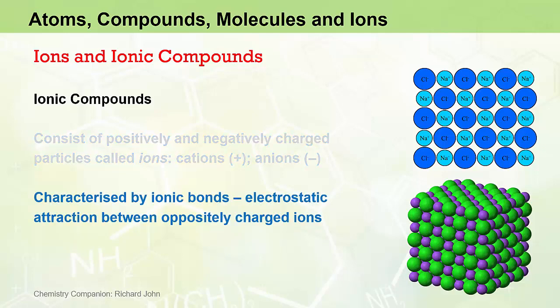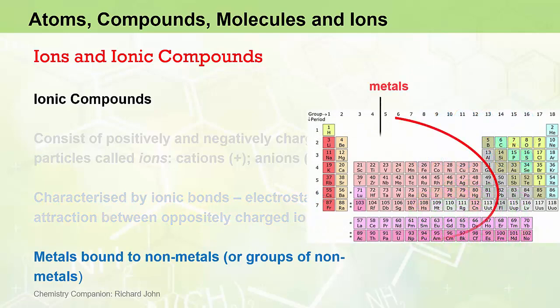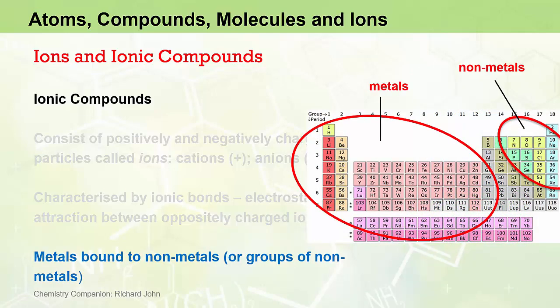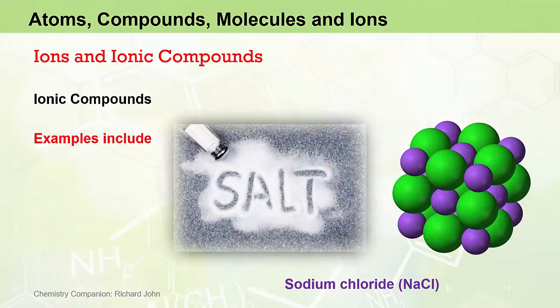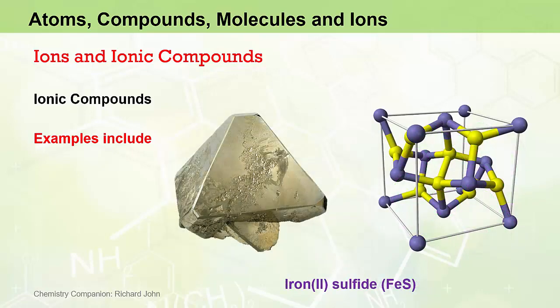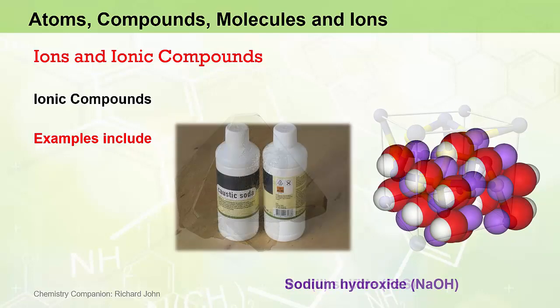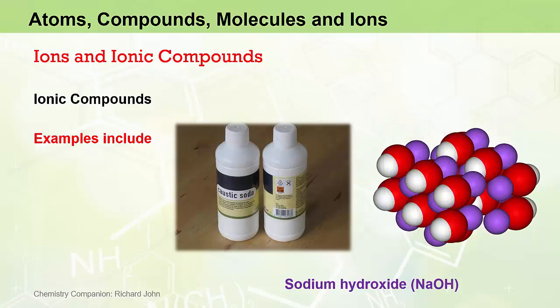Ionic compounds are characterized by ionic bonds, which are electrostatic attractions that result from particles of opposite charge, and they consist of metals bound to nonmetals or metals bound to groups of nonmetals. Ionic compounds are also called salts, and the most common example is sodium chloride, more commonly known as table salt. Iron-2 sulfide is another example of an ionic compound, more commonly known as fool's gold. And finally, sodium hydroxide is also an example of an ionic compound, more commonly known as caustic soda, which we use as a drain cleaner.